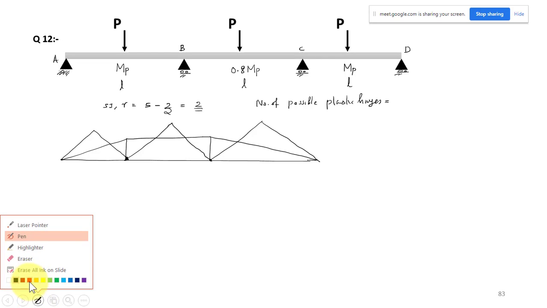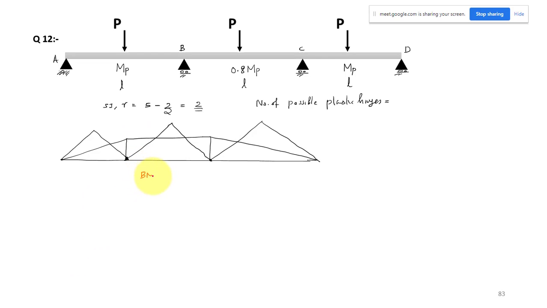From here we can see the bending moment diagram. Here we have a peak moment, the hogging moment. Another peak moment will be here, and then we can have a peak moment in the span AB, one peak moment in the mid span of BC, and another peak moment in this span here. So we have 5 locations. The number of possible plastic hinges will be 5. One hinge can be here, one here, 2, 3, 4, and 5. So these are the 5 possible plastic hinges.